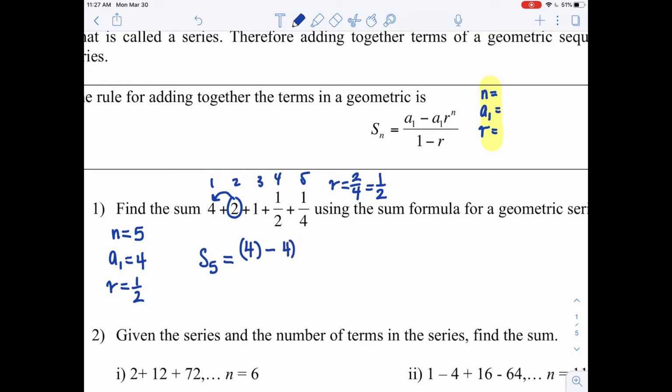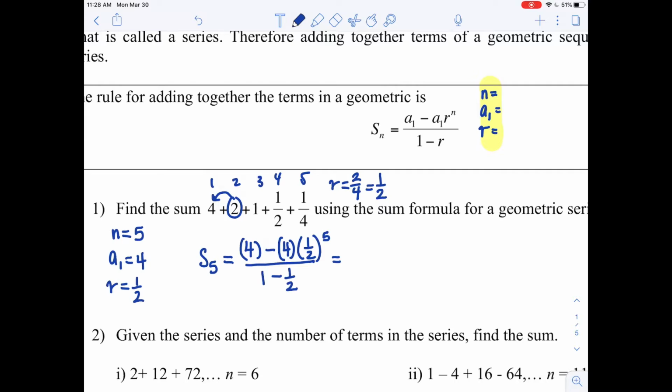Okay, so my formula says, I'm adding up these 5 terms. It's my first term minus my first term times my common ratio raised to the nth power, not n minus 1 like we've done in our geometric sequence formula. This is just the nth power, divided by 1 minus the common ratio.